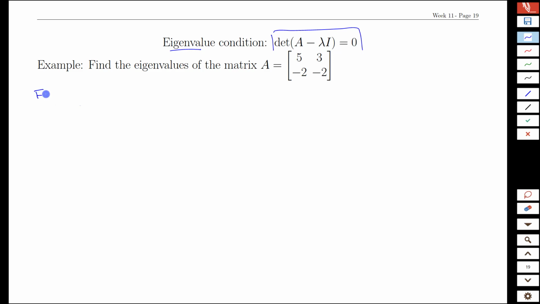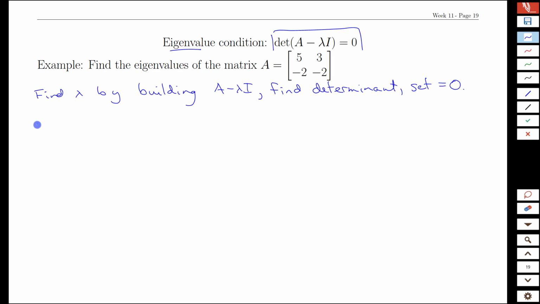So how do we use this to find lambda? We're going to find lambda by building this A minus lambda I. And then we're going to take the determinant, set it equal to 0, find the determinant, and set equal to 0.